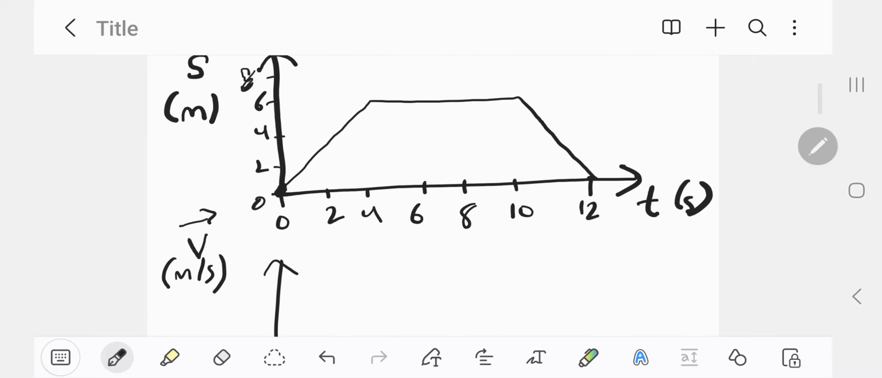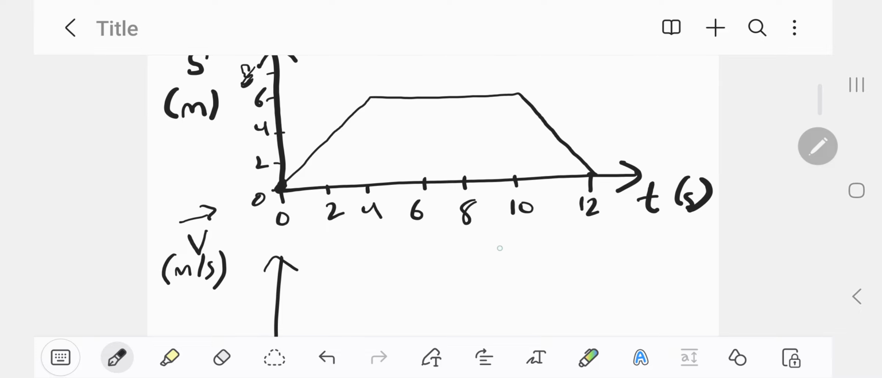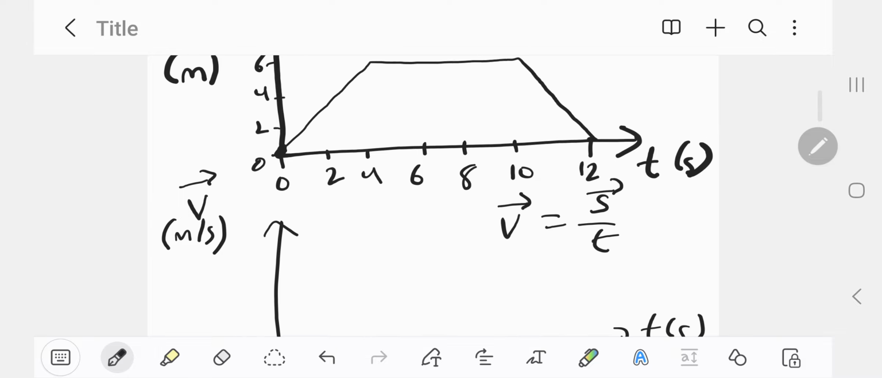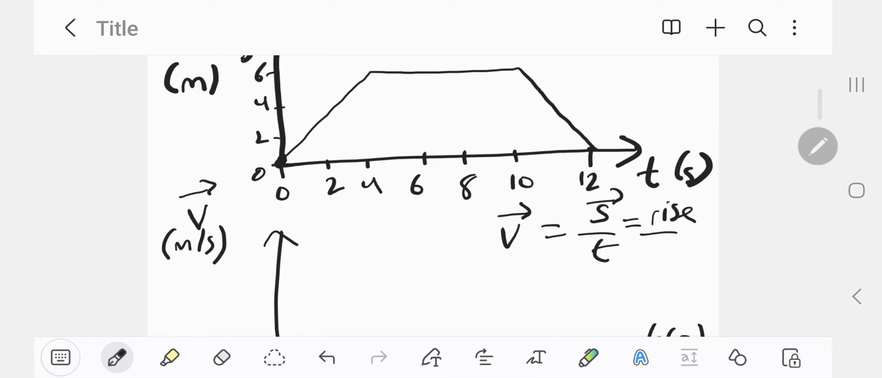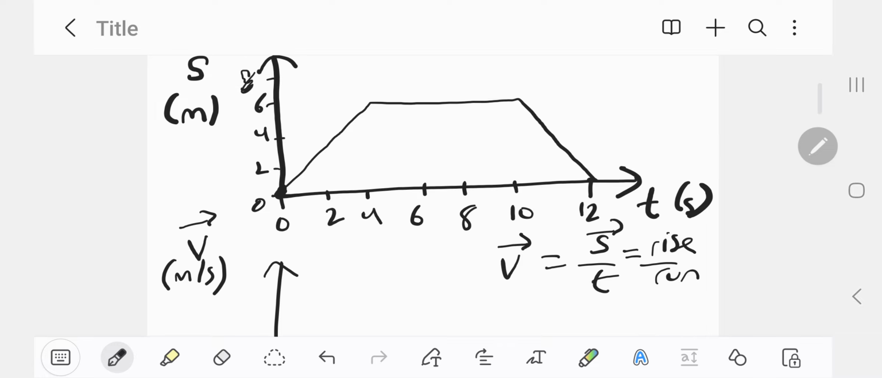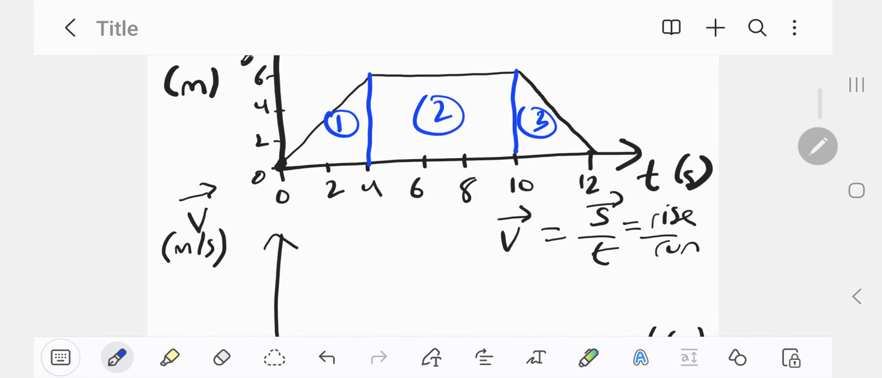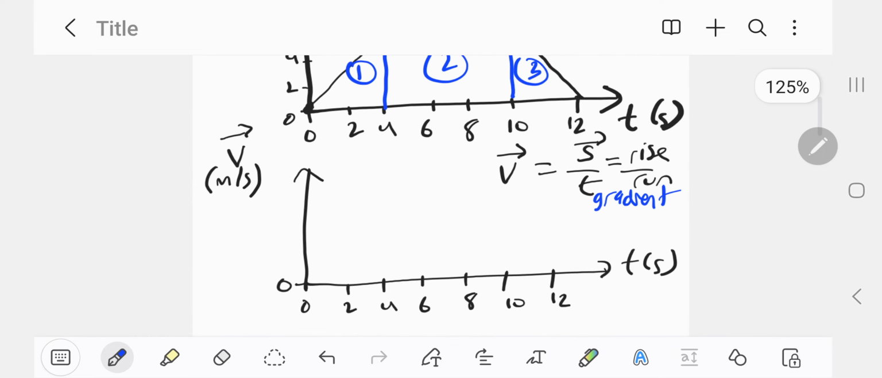So we need to know what the relationship is between displacement S and velocity V. The formula sheet would say velocity V is displacement S divided by time. So we need to find the rise over run. We need to find the gradient of this graph. Now the way you do it is, you break up the graph into 3 sections. I see a triangle here, that's one shape. A rectangle here, that's the second shape. Another triangle, third shape. You need to find the gradient, the rise over run, the slope of each of these 3 areas, to make things easy for you.